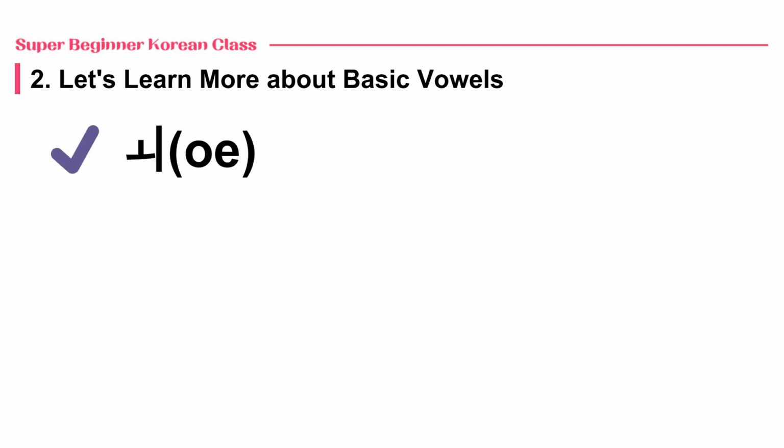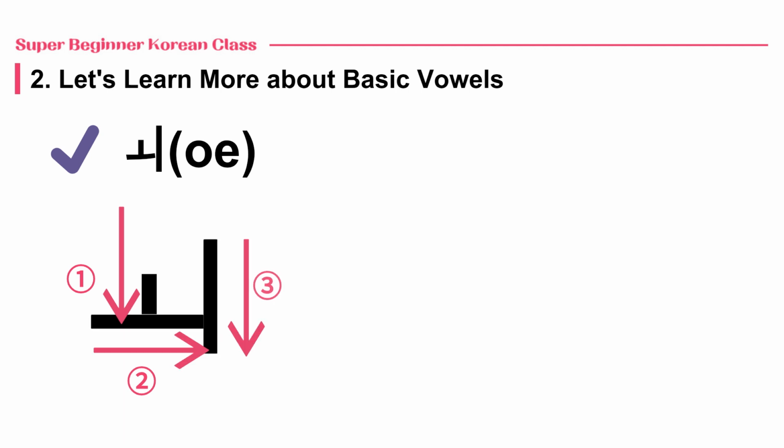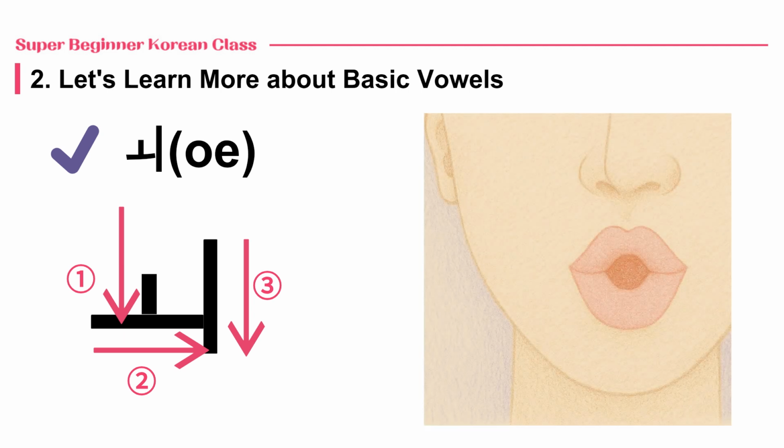Next is 왜. To write 왜, draw a short line from top to bottom and a horizontal line from left to right. After that, a vertical line from top to bottom. To pronounce it, round your lips like O, but make the sound similar to 에. Repeat after me. 왜, 왜, 왜.